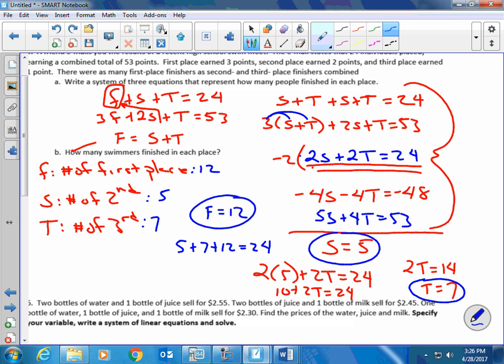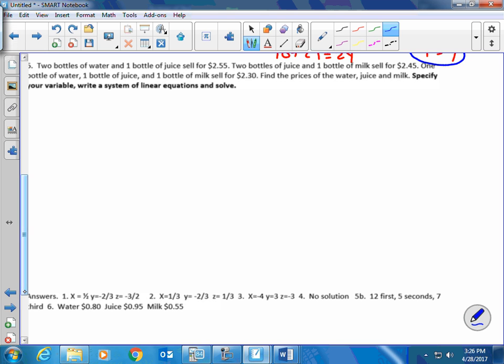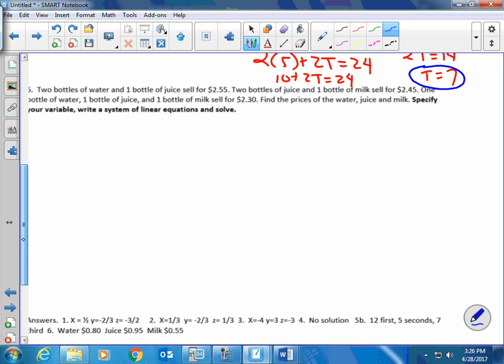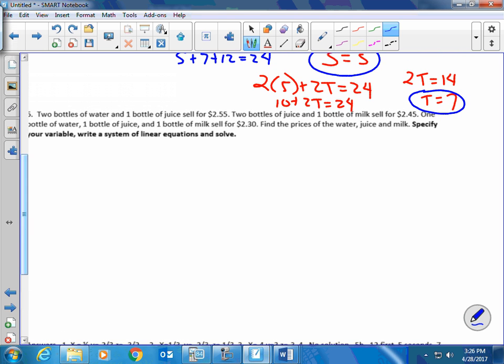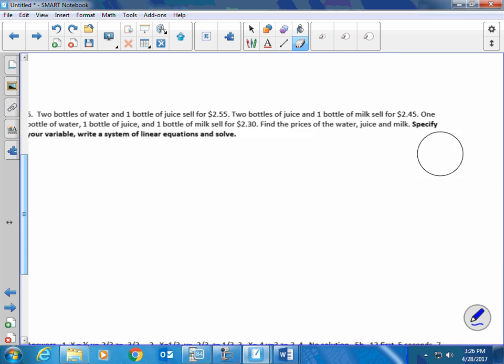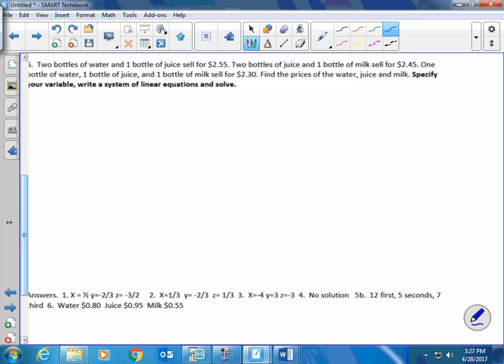Okay, let's try another one. Ignore the answers down there at the bottom. I'll just cover them up too. All right, next thing. I would hit pause and try this one. See how well you can do. Remember to look for 3 variables and 3 equations. Okay, first thing, as I read through this, I'm going to go ahead and scroll down. Those answers are just to some other problems on this particular worksheet.